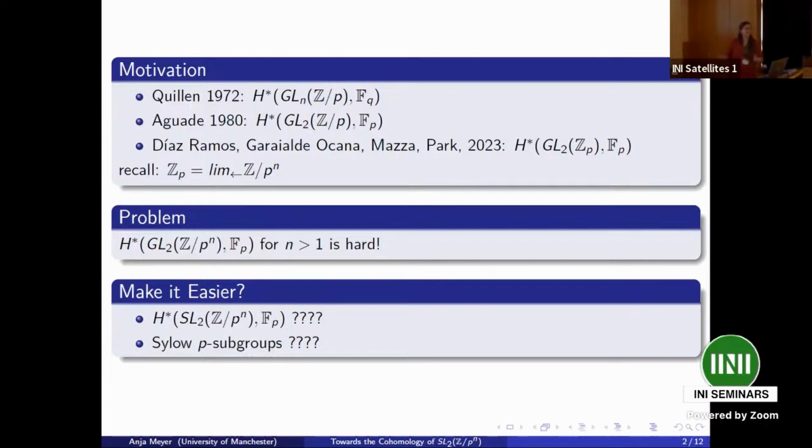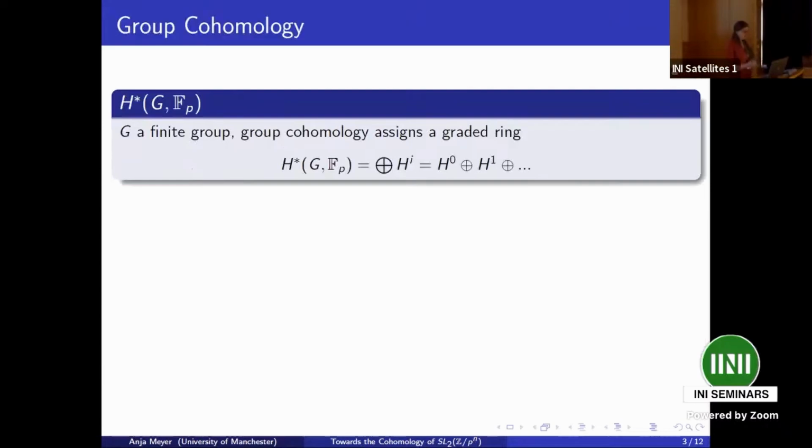So rather than continuing to shoot in the dark, we should take a step back and think about what we're actually dealing with here. When I say group cohomology, this is what I have in mind. I fix a pair of G, a finite group, and in my case always F_p, and I assign a graded ring. It consists of infinitely many H^i, such that H^i is a vector space for any degree. And we call the little i the degree of the cohomology.